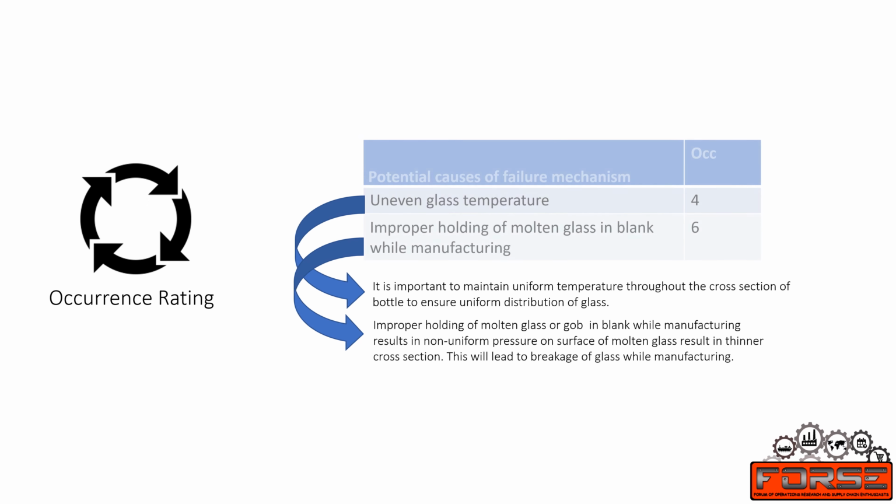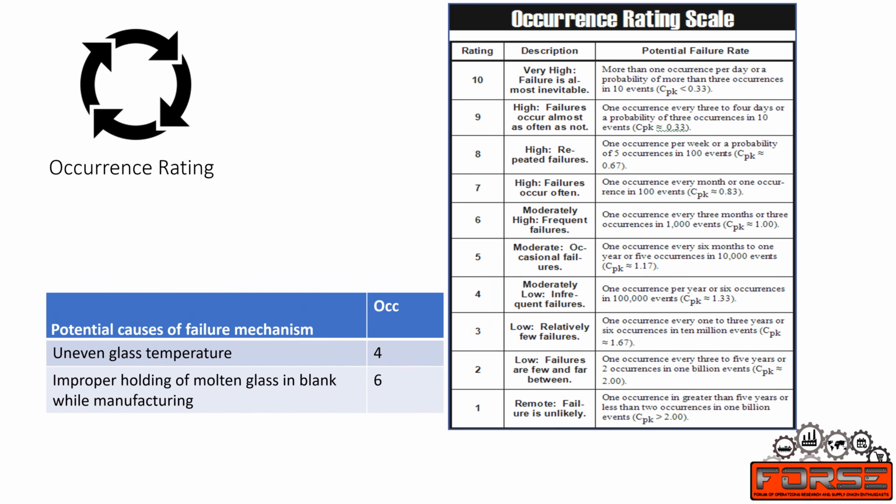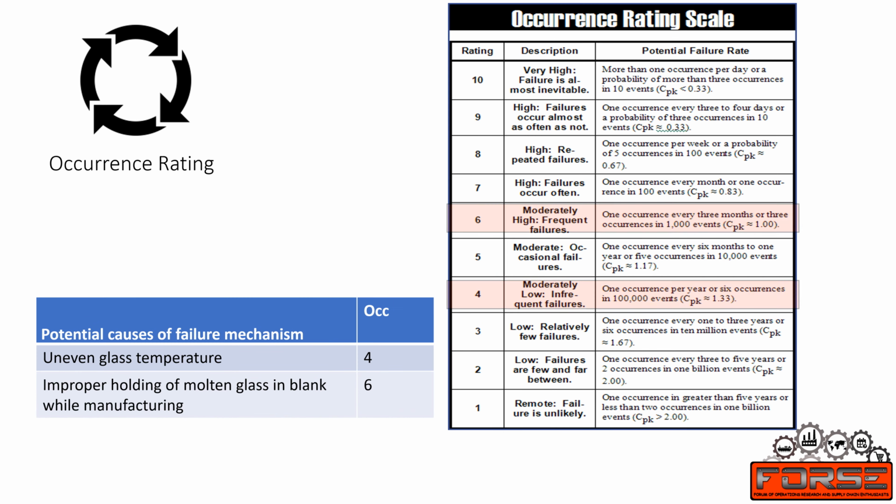It is important to maintain a uniform temperature throughout the cross-section of the bottle to ensure uniform distribution of glass. So the cause for the formation of thin shoulders is uneven glass temperature. Batch production of glass normally occurs at uniformly controlled temperature by temperature sensors. So the occurrence of failure due to uneven glass temperature is infrequent and low, and hence given an occurrence rating of 4.